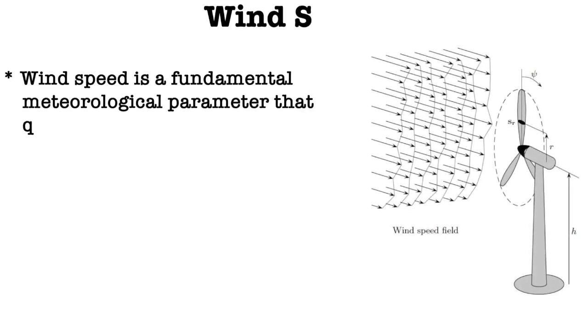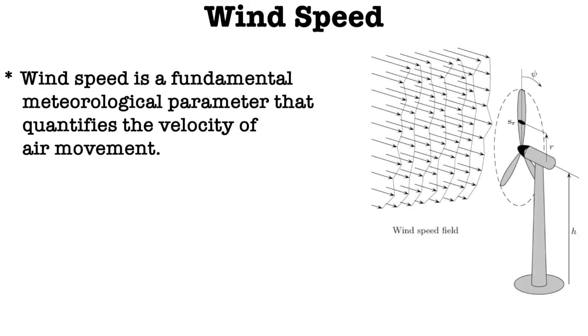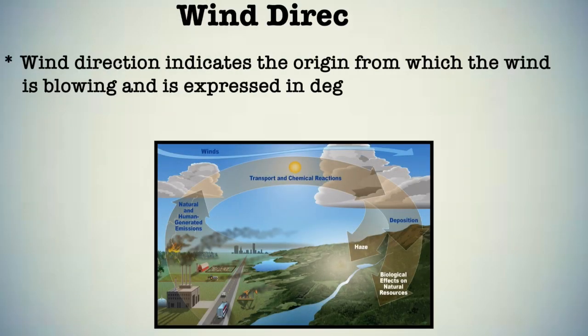Wind speed is a fundamental meteorological parameter that quantifies the velocity of air movement. It is typically measured in meters per second or miles per hour. Accurate wind speed measurements help in forecasting weather, predicting potential damage from strong winds, and optimizing wind energy production. Now, wind direction.